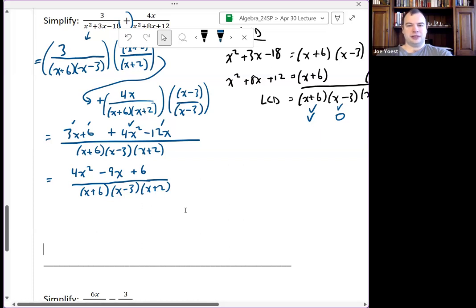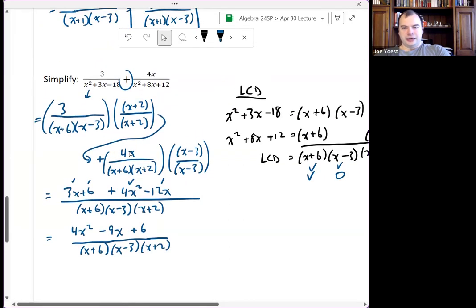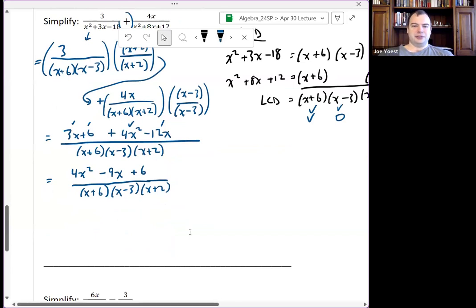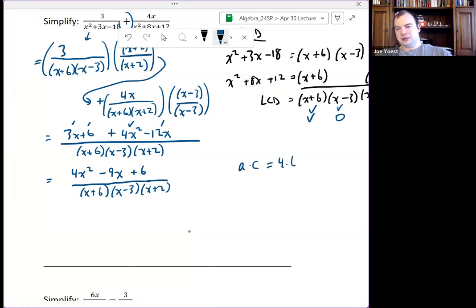So now I've got everything added together, combined into a single rational expression, a single fraction. And I want to simplify. I want to factor the numerator and look for any common factors. So a times c is 4 times 6, or 24. So I'm looking for m times n equals 24, m plus n equals -9.